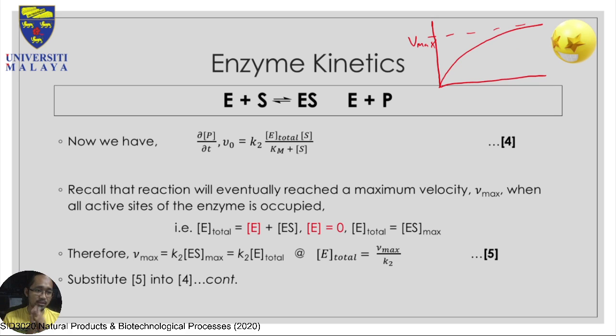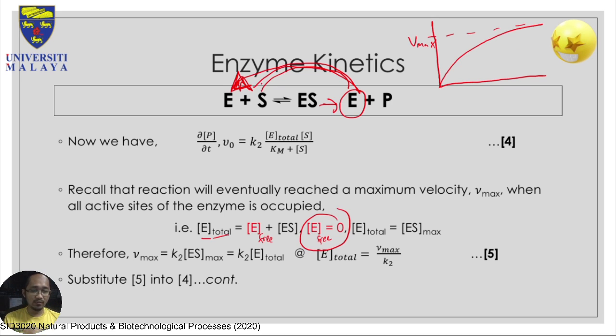So what you can see is that E total equals E free plus ES. Because of the saturation, you no longer have a free E, so you can consider E equals 0. I know that you are producing E over here, but this E will always go back, because the E is the same. So when you reach Vmax, there's no free enzyme at all, the free enzyme is always interacting with the substrate.